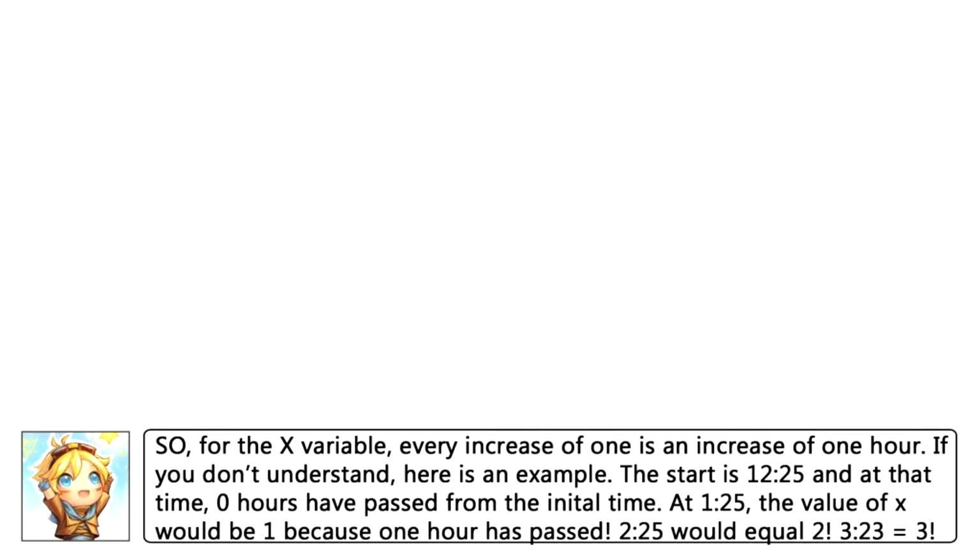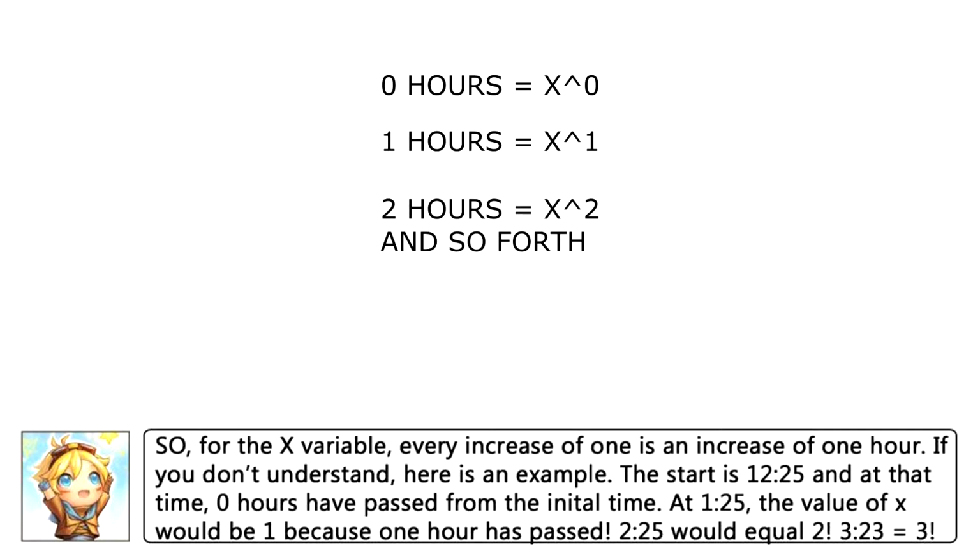So, for the x variable, every increase of 1 is an increase of 1 hour. If you don't understand, here's an example. The start is 12:25, and at that time 0 hours have passed from the initial time. At 1:25, the value of x would be 1 because 1 hour has passed. 2:25 would equal 2, and 3:25, sorry for the mistake on there, I'm so bad at this. 3:25 would be 3, because 3 hours passed.